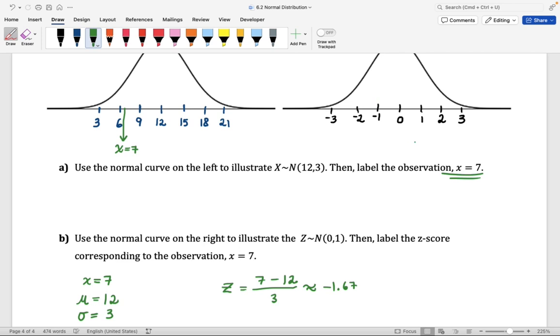here on the right. The Z-score is going to be between -1 and -2. So let's just go ahead and try our best. Here the Z-score is -1.67. Here on the left, we see that the observation X equal to 7 is between the first and second standard deviation. That is what we're seeing here on the right. The Z-score corresponding to the observation X equal to 7 is between the first and second standard deviation on the left. Now, let me go ahead and make another highlight.